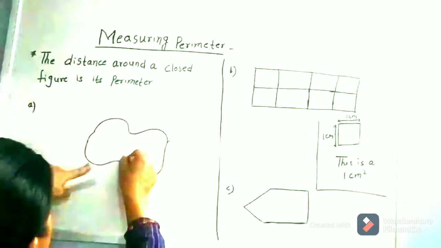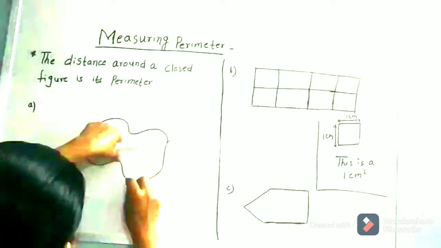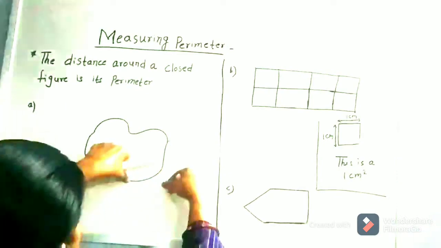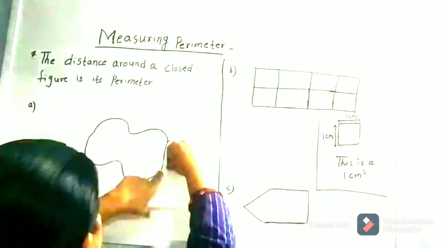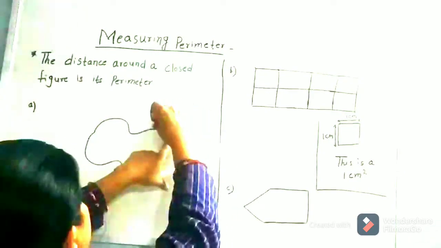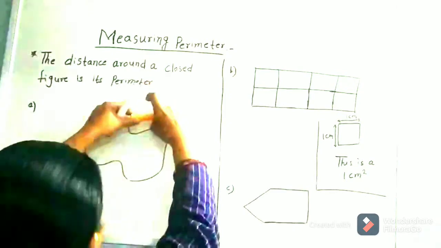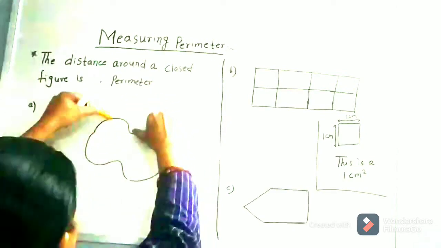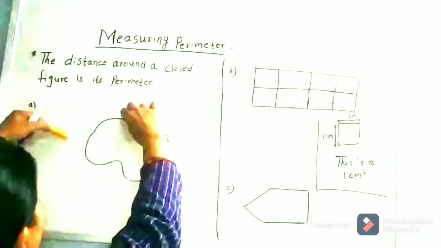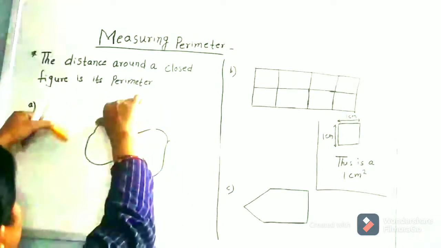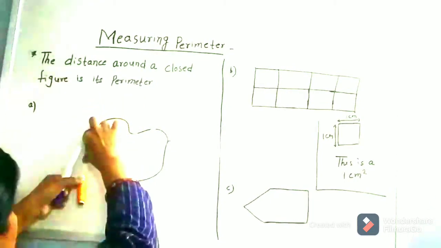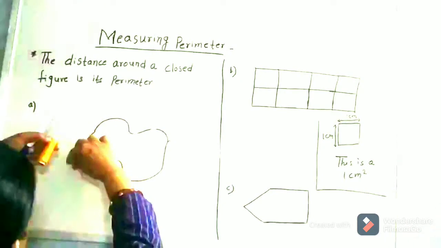We take the string because we need the distance around the figure. So we put it here, now here like that. Now we have to turn, because a string turns easily. So we use the string. It is very difficult to measure with a scale because a scale does not turn. So we measure now. Here is the last point, so till here.